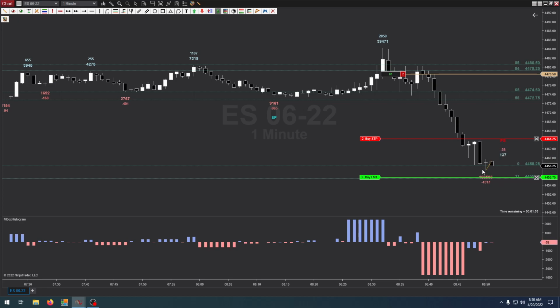So pull back short, -1 delta. This candle here even had a blue bar below the zero line, which means still more selling going on right here. So the problem is we closed above this. Yeah, I should have left my original target there, but I moved it on the supply that was coming in here.